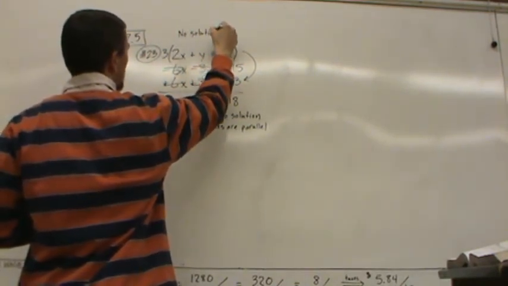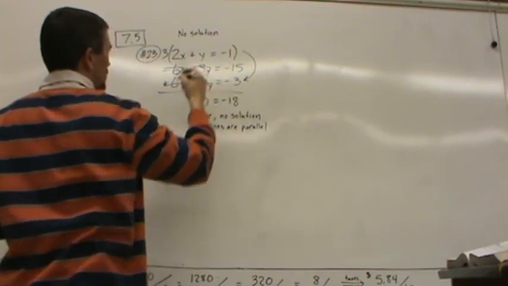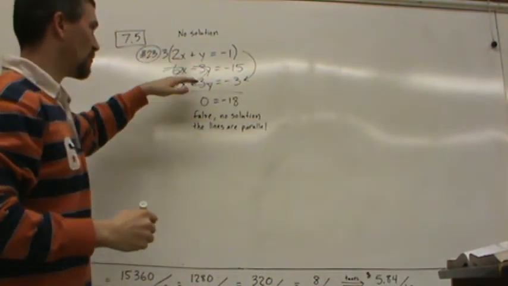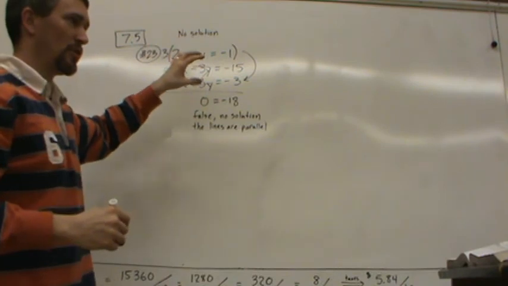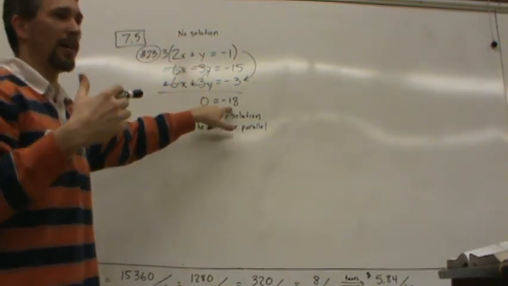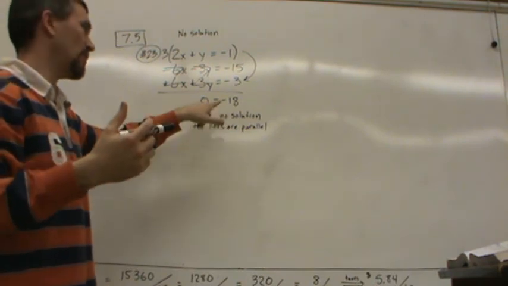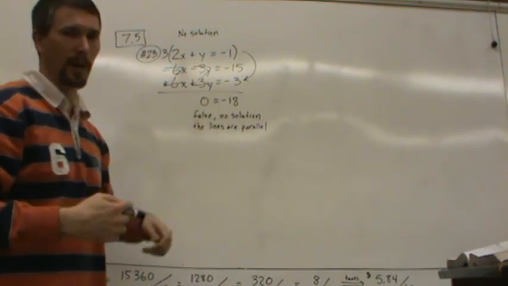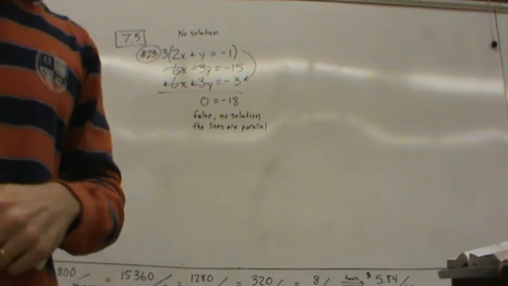And this type of problem gets students to see what it looks like when you try to do combinations or substitution. Something similar would happen. You would end up with a false statement, and you need to train yourself to know that when you get a false statement, that means the lines are parallel. No solution. They don't cross.